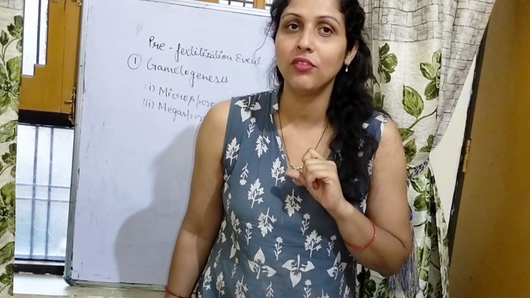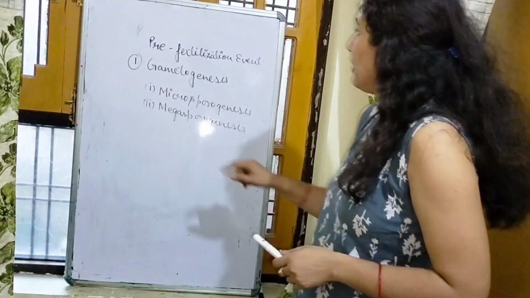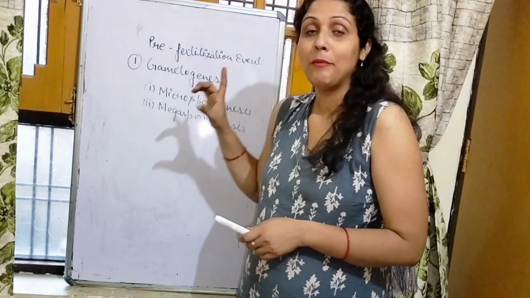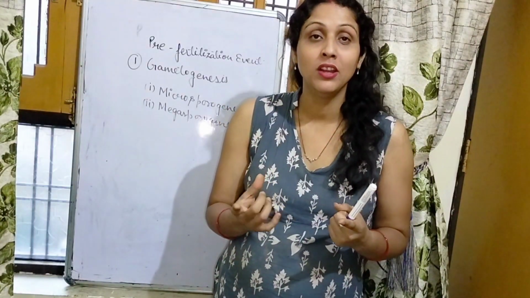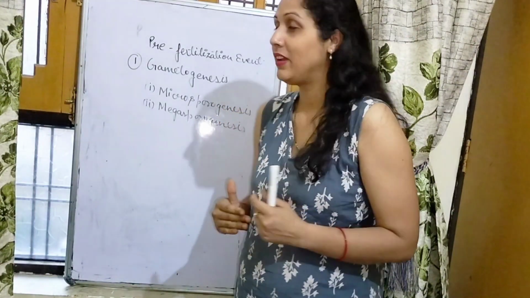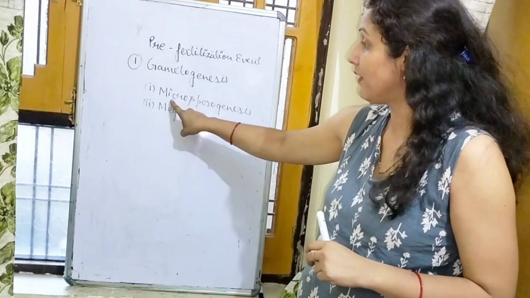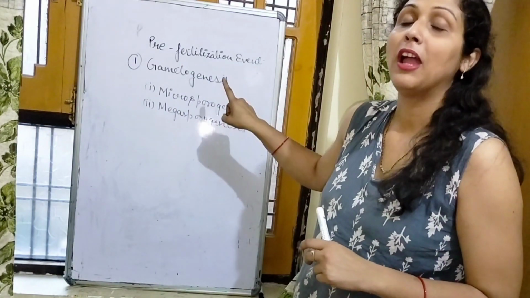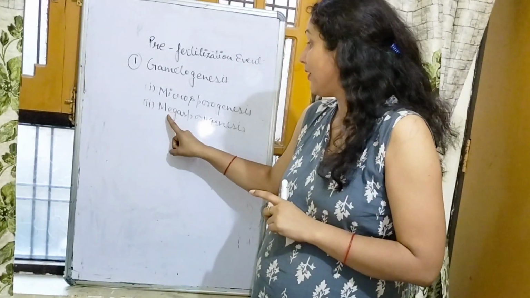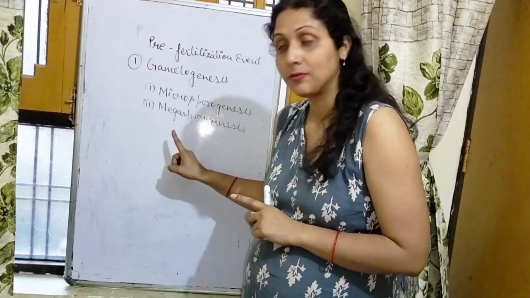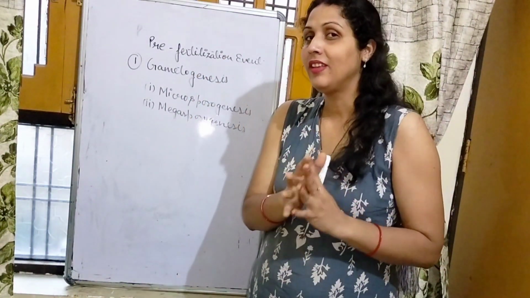What is the name of that pre-fertilization event that occurs before fertilization? Exactly, the event is gametogenesis. Gametogenesis means production of haploid gametes from the diploid cell. How these gametes are produced, we will go through under the heading microsporogenesis. By this process, the haploid male gametes, that is microspores, are produced, and the second is megasporogenesis. By this gametogenesis process, the haploid embryo sac is produced.